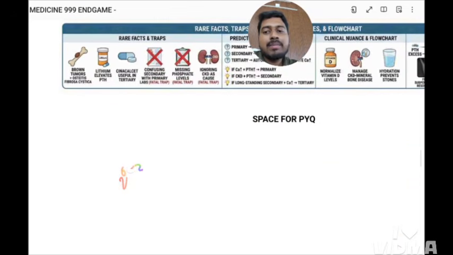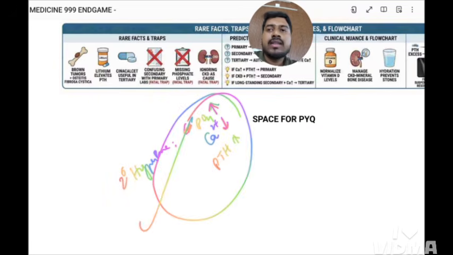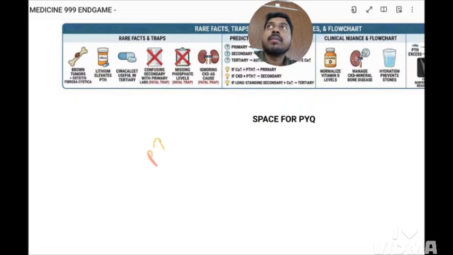What happens in secondary hyperparathyroidism? In secondary hyperparathyroidism, phosphate will be increased because the kidney is not excreting it. As a result, calcium will be decreased, and when there is increased phosphate and calcium is decreased, PTH will increase. Okay, so this is for secondary hyperparathyroidism.